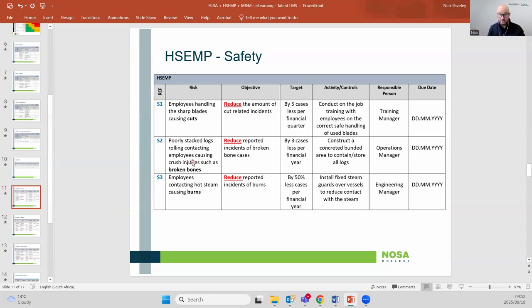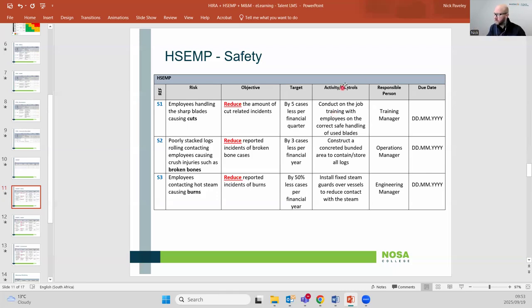resulting in crush injuries. For safety 3, another engineering control. I want to install a fixed steam guard over the vessels to reduce contact with that steam. So again, I want to do some form of machine guarding, engineering control. All right, so you must formulate your controls, ladies and gents, in sufficient detail to enable the SAMTRAK assessor to draw a conclusion that you have got an understanding of the basic concept as to how to reduce your risks.